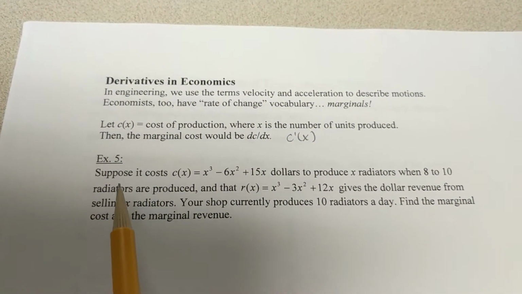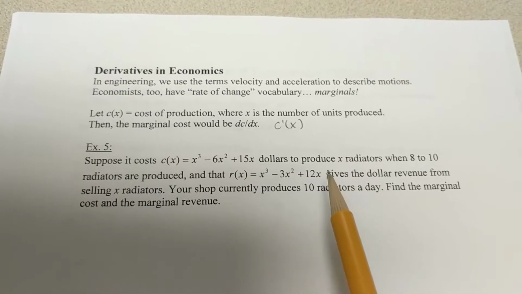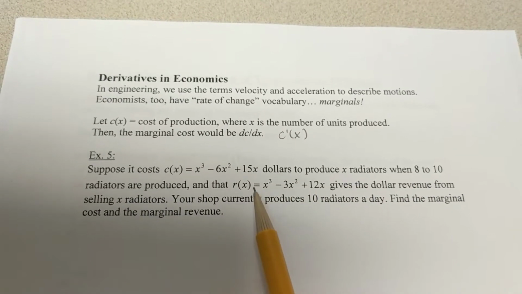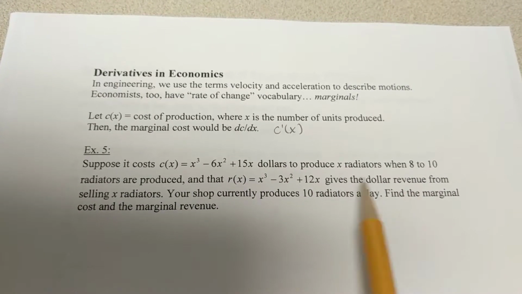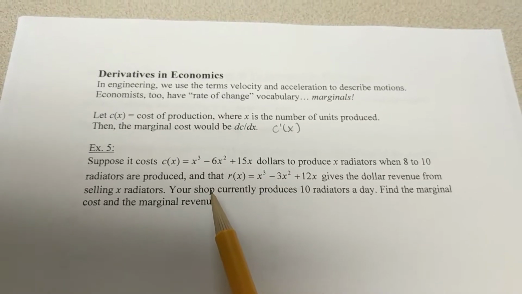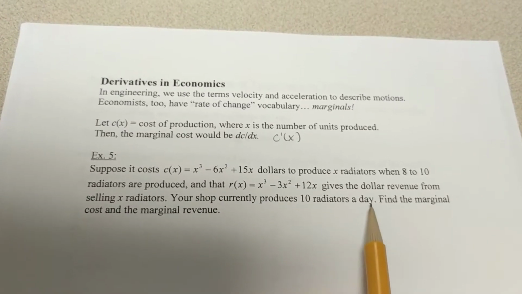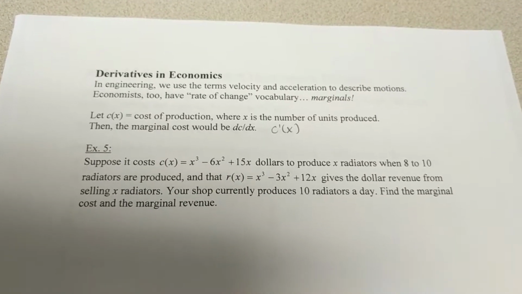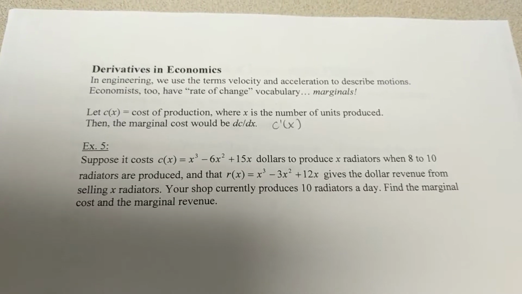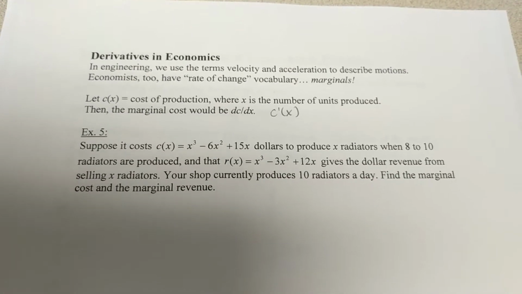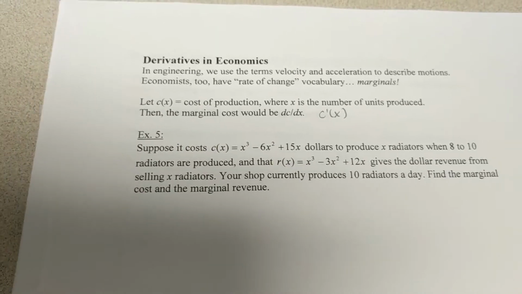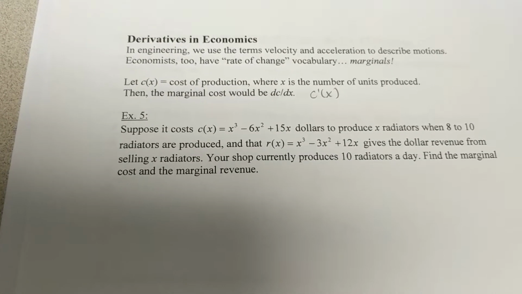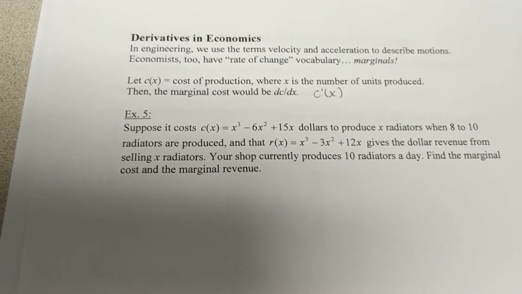So in example 5, it says, suppose it costs this many dollars to produce x radiators when 8 to 10 radiators are produced. And R of x gives us the revenue from selling those x radiators. Your shop currently produces 10 radiators a day, so we're in this nice little sweet spot here. They want us to find marginal cost and marginal revenue. To do both of those, it's simply the derivative. When you see marginal, it means the slope, or, sorry, not average, the instantaneous rate of change of cost at 10 radiators.